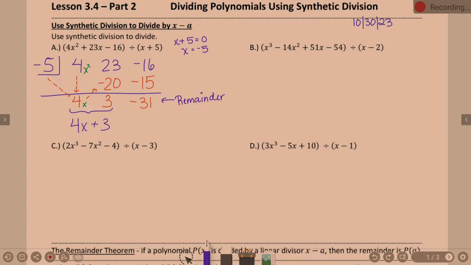Do you remember how to do that remainder from Friday? Negative 31, or minus 31 over, now we're putting the x's back in. So it's over our original divisor of x plus 5. And that's your first synthetic division problem.